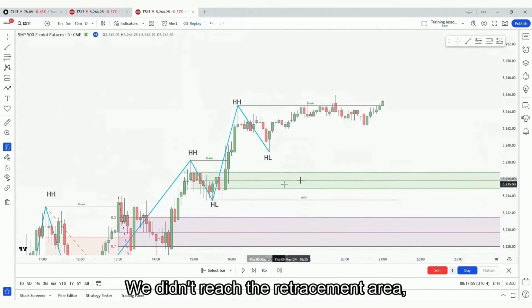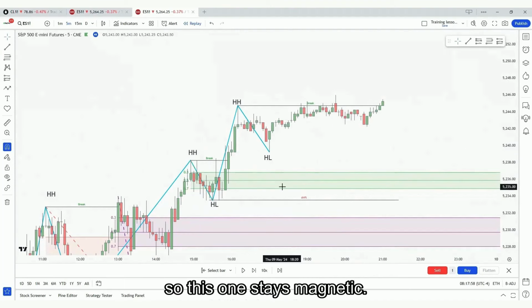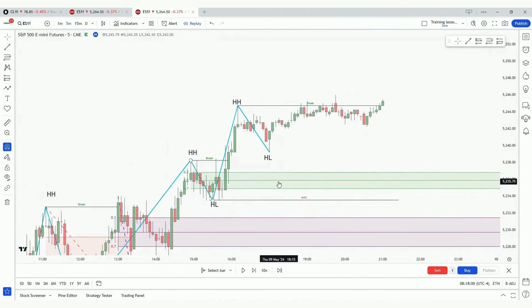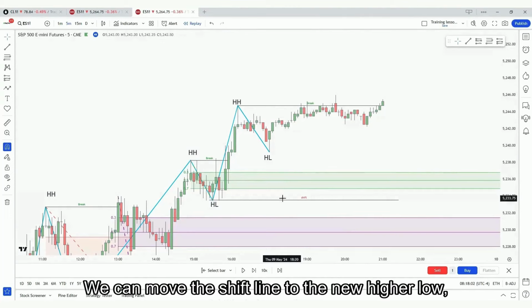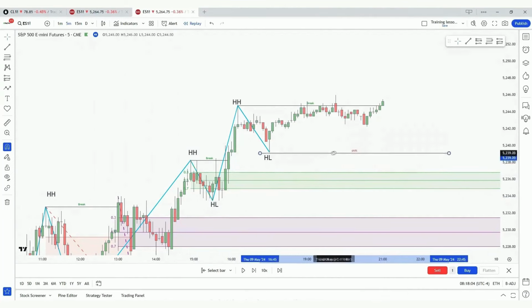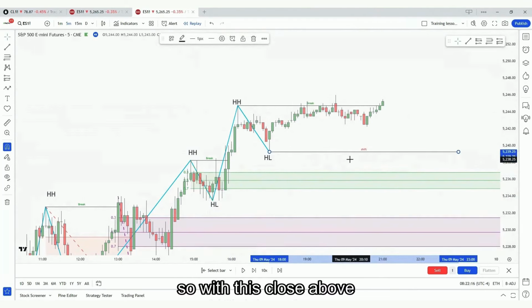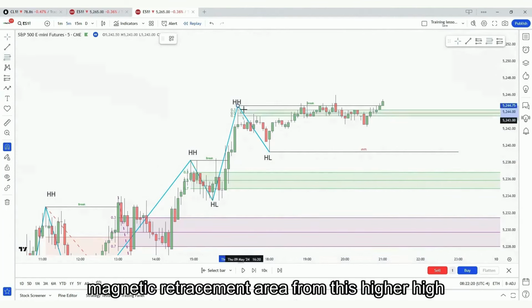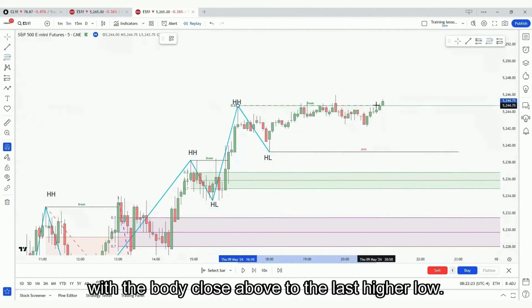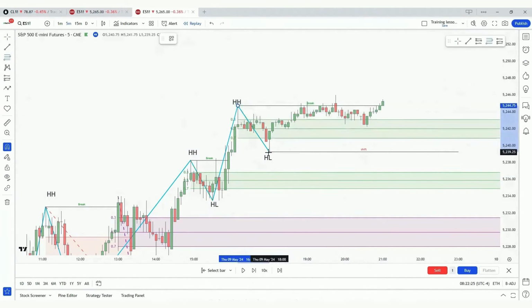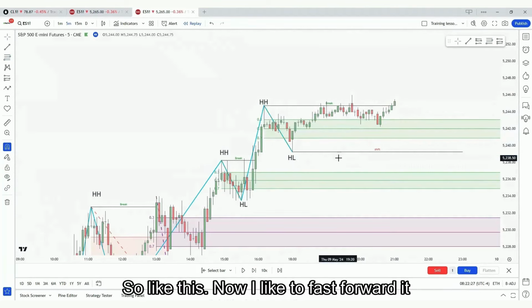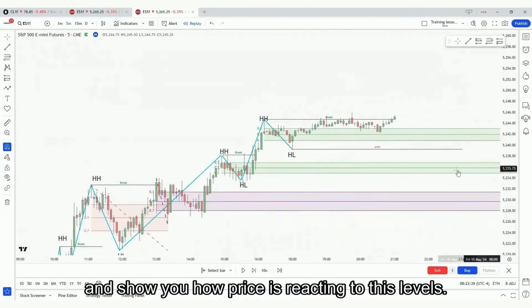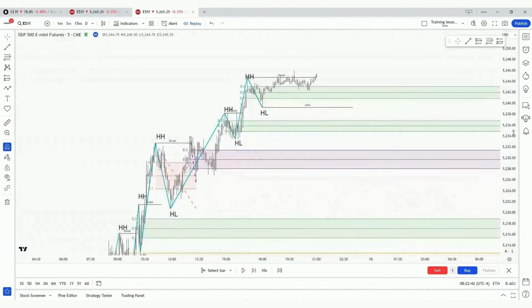We didn't reach the retracement area, so this one stays magnetic. We can move the shift line to the new higher low. So with this close above, we also created a new magnetic retracement area from this higher high with the body close above to the last higher low. So like this. Now I'd like to fast forward and show you how price is reacting to these levels.